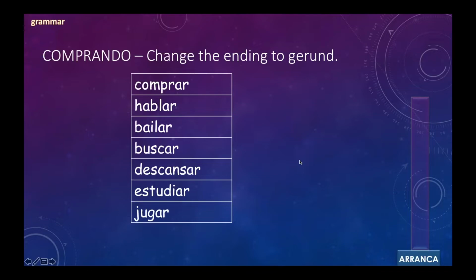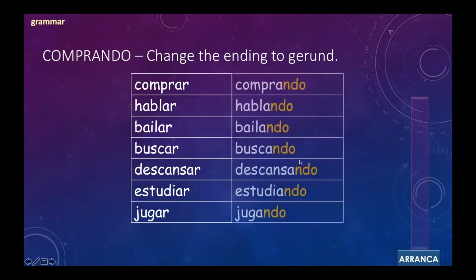And our time is up. Let's have a look at those endings now. So you can see we took the R away, we got rid of it, and then we added on NDO. Comprar, comprando. Hablar, hablando. Bailar, bailando. Buscar, buscando. Descansar, descansando. Estudiar, estudiando. Jugar, jugando. Let's move on.